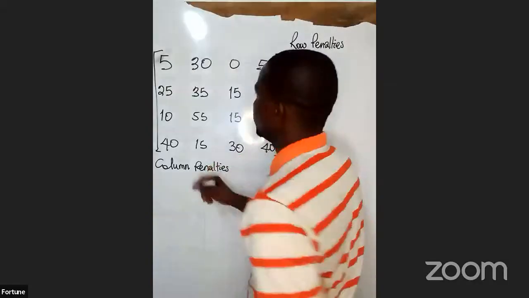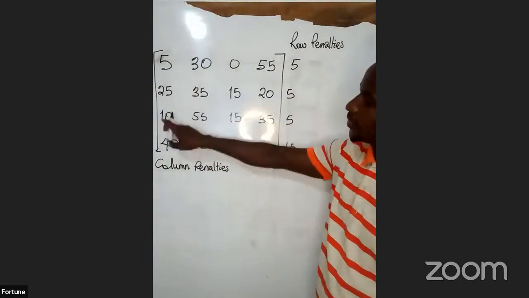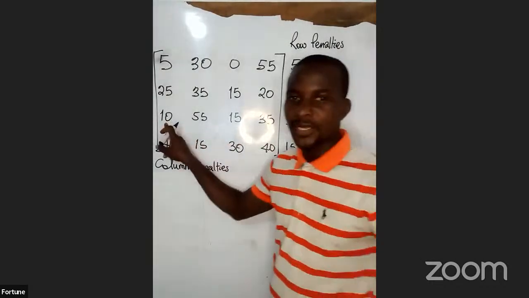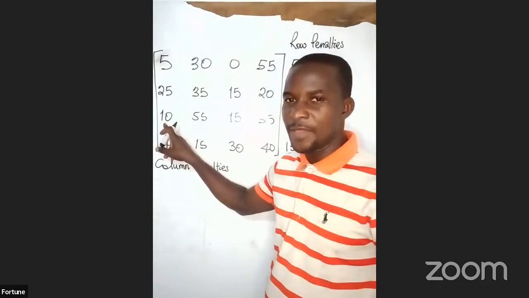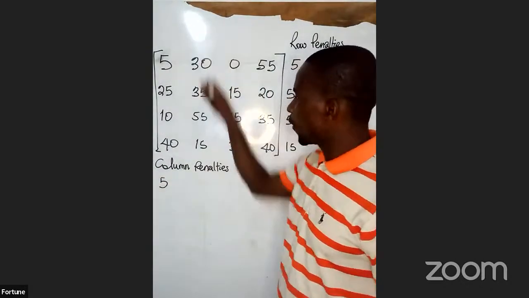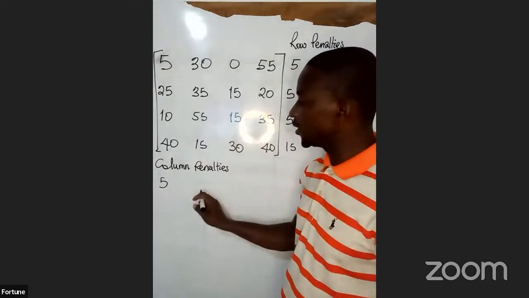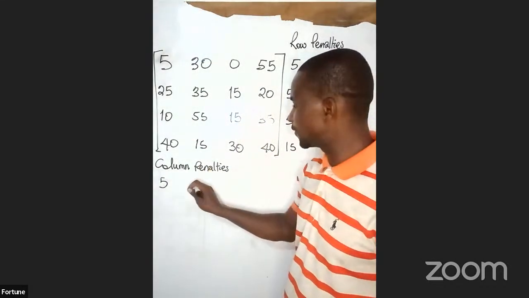The next one, let's do the column penalties. What's the list here? 5. Next list is 10. So the penalty is 10 minus 5, which is 5. For column 2, the list is 15. Next list is 30. Penalty is 30 minus 15, which is 15.